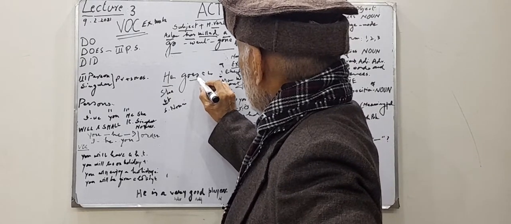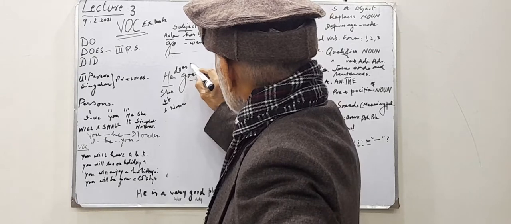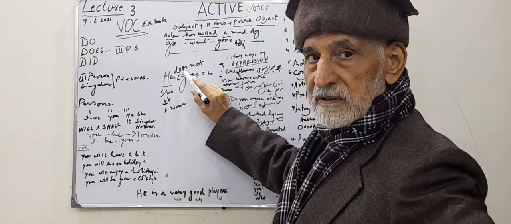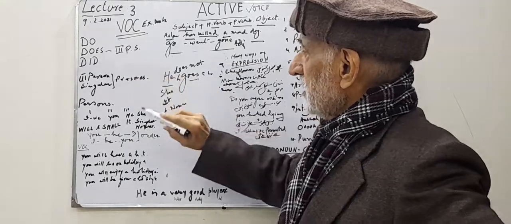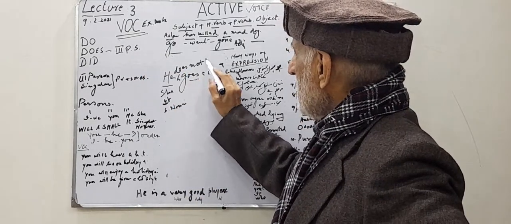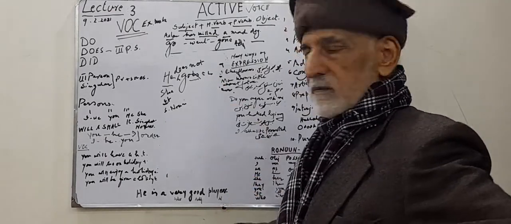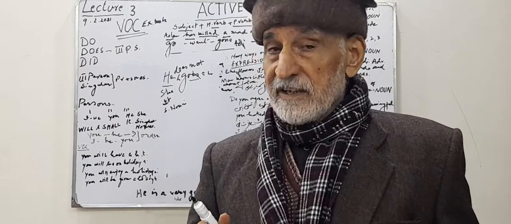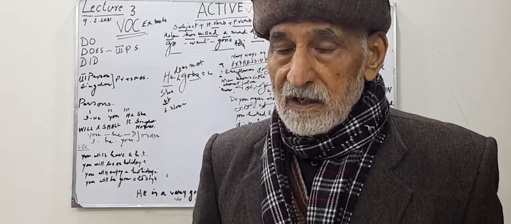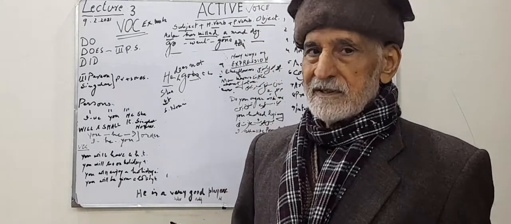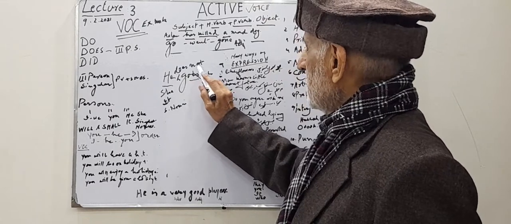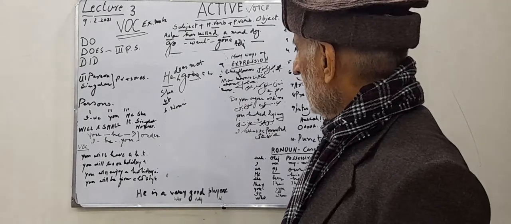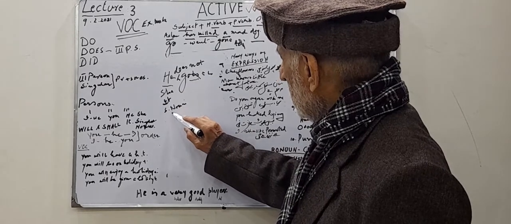He does not. This is the first helping verb. He, third person singular. He does not go to Lahore. When it is in negative or interrogative sentence, you are not to add S or ES with verb. He does not go to Lahore. He, she, it, no. This is the position.